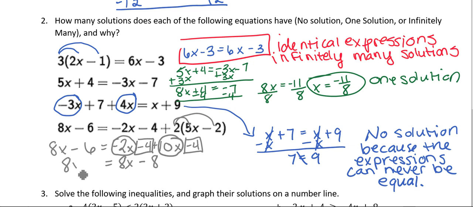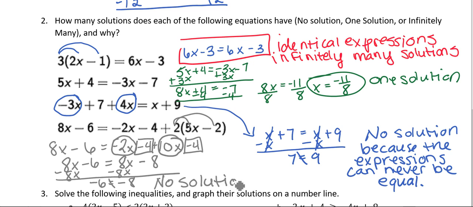So 8x minus 6 equals 8x minus 8, which is almost just like the last one. So I can see that my coefficients are the same, but my constants are different. As soon as I subtract 8x from both sides, I'm going to get 0, and I'll have negative 6 equals negative 8, which again is a false statement. So this is no solution because I have a false statement.